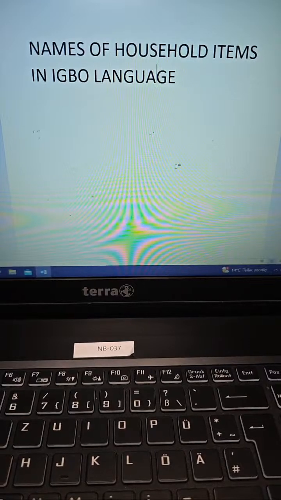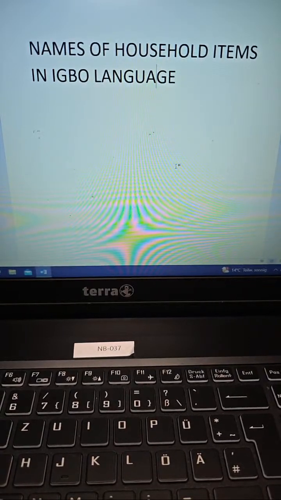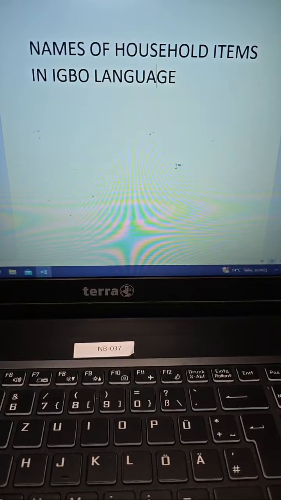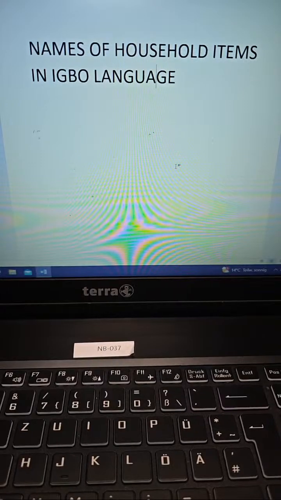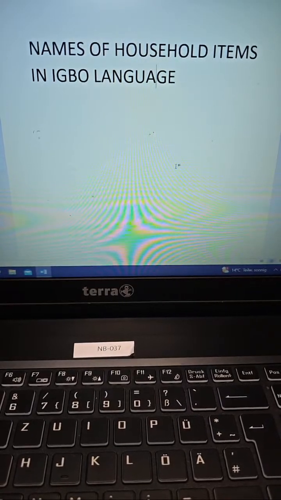Today, we are going to discuss another wonderful topic on names of household items in Igbo language. Very interesting topic, okay?